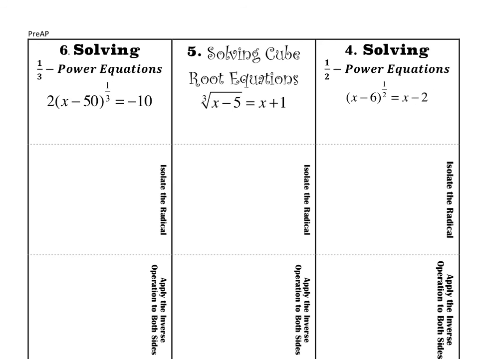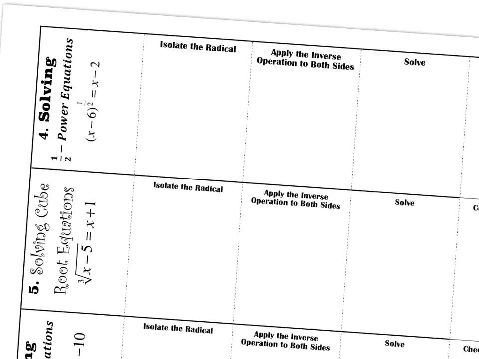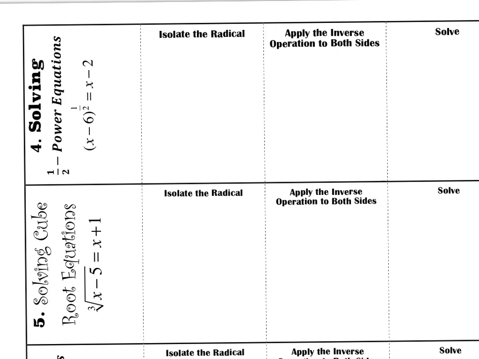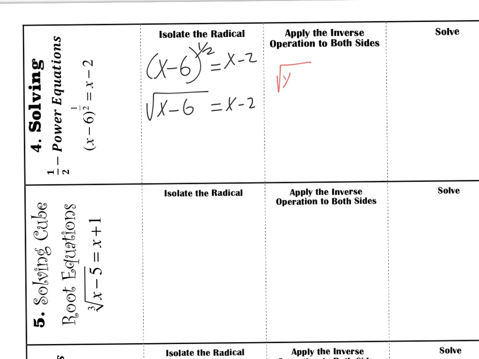Now let's move on. The next example is a half power equation as well, so let's go ahead and copy it. Now we have x minus 6 to the power half, that is equal to x minus 2. I can rewrite the power, or the rational exponent, into a radical expression. Now to isolate the radical, as you can see it is isolated. Now we need to get rid of the radical by squaring both sides.